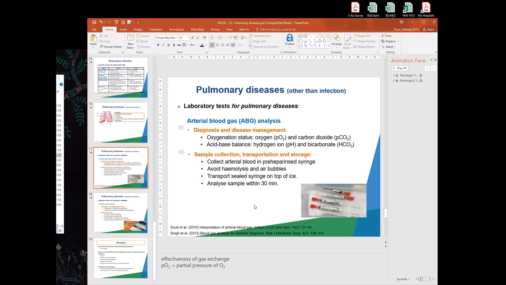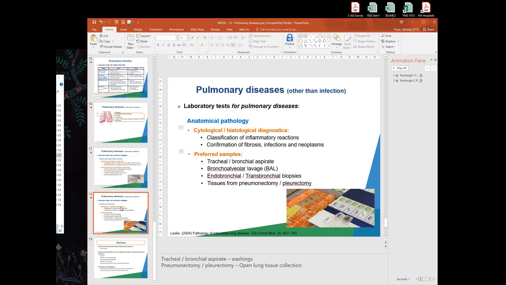To collect a blood sample for ABG, physicians should collect arterial blood in a pre-heparinized syringe. The sample should avoid any hemolysis or the presence of air bubbles. The syringe should be sealed and transported on top of ice immediately after collection, so as to allow medical technologists to analyze the sample within 30 minutes.